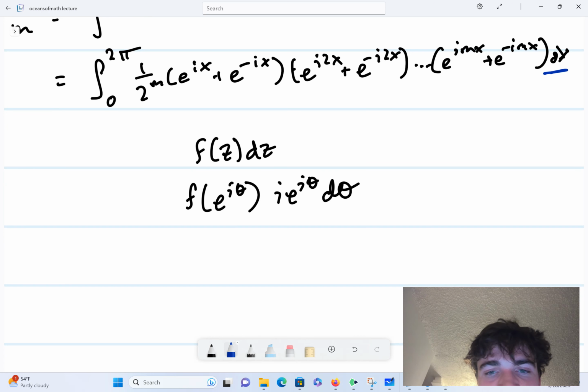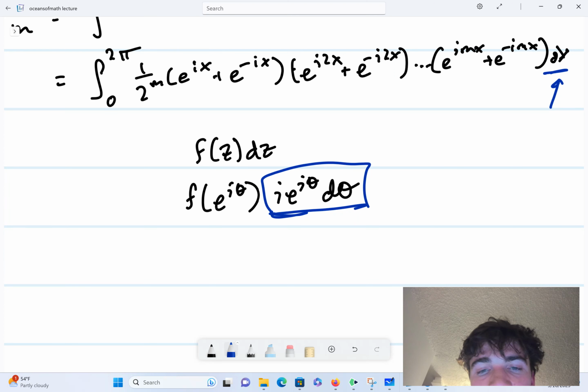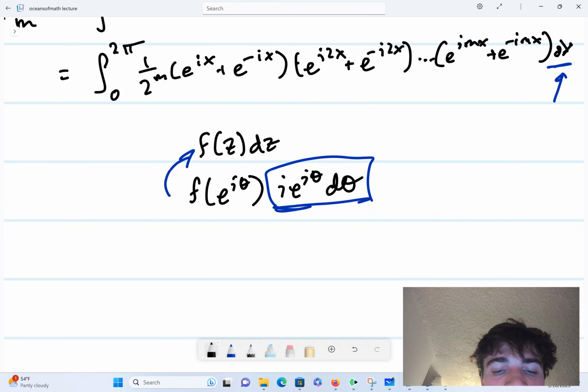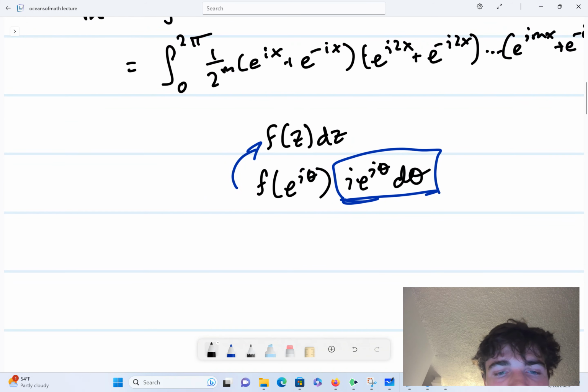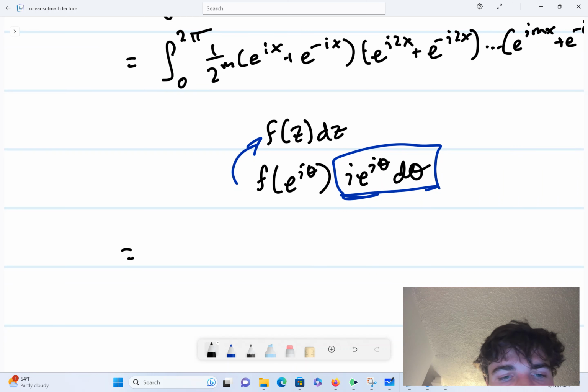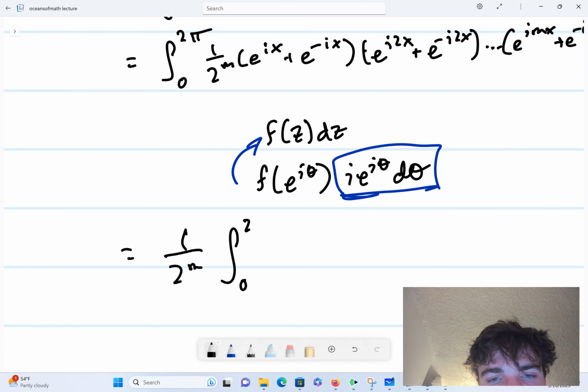And so looking at this substitution, it's clear that I have a d theta in my dx. And so I want to basically pull out a factor of i e to the i theta and then backwards substitute to get a function in z, which will end up being a polynomial. And so it'll be nice to work with. Okay, so let's do that. So I'm going to pull out the 1 over 2 to the m. And then I have the integral from 0 to 2 pi. And now I'm going to pull out an i e to the i x.